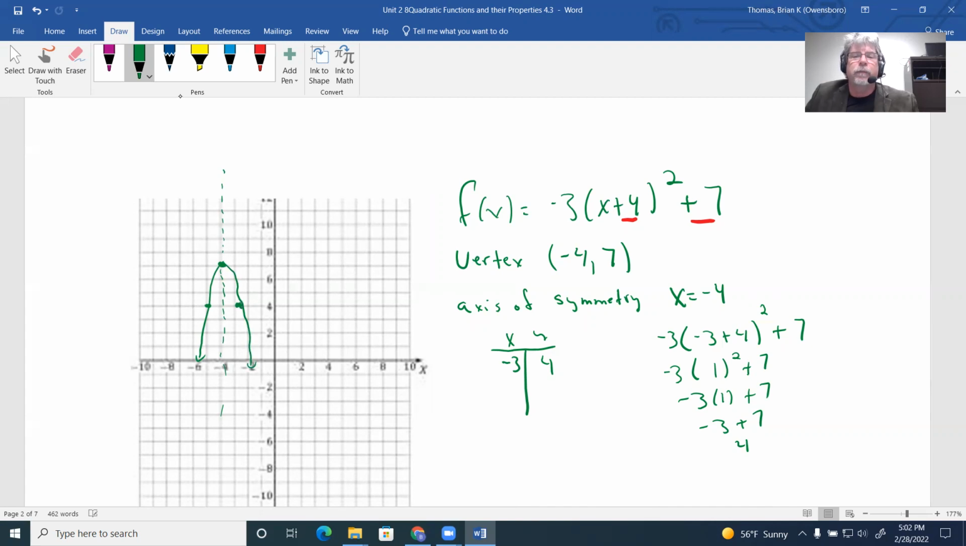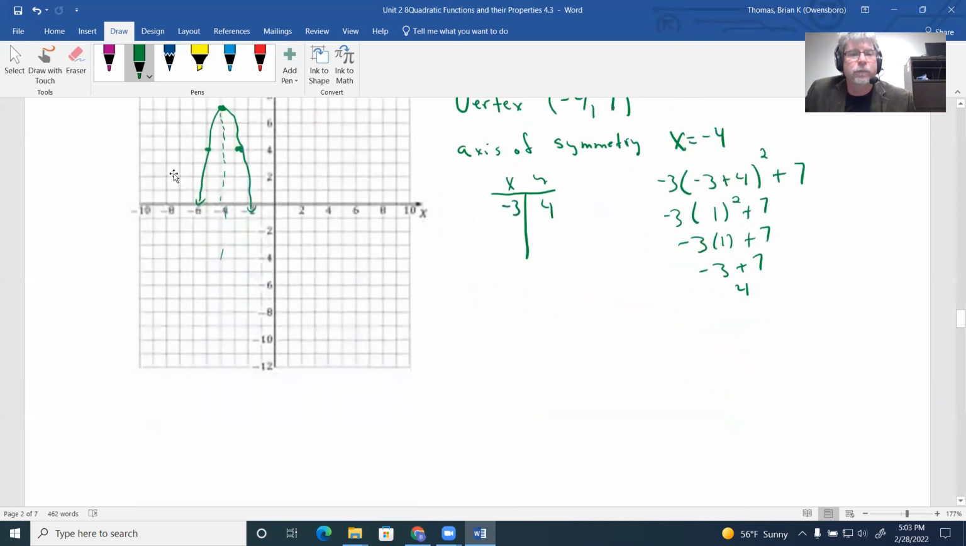So it kind of does that. By knowing the vertex and axis of symmetry, and since the coefficient out in front, this -3, tells me that this graph opens down, and by just plotting one more point, I can now have enough information to sketch the graph of the parabola.